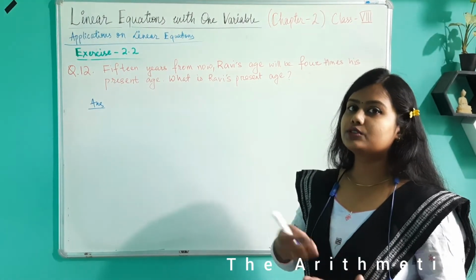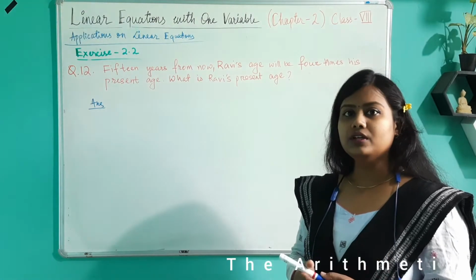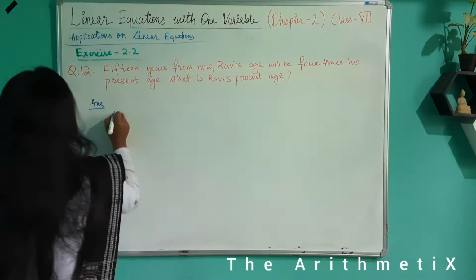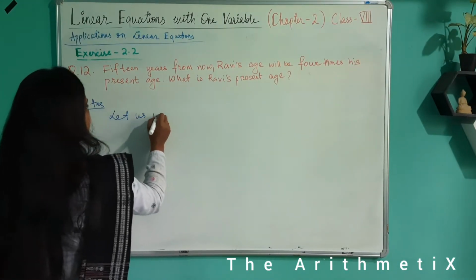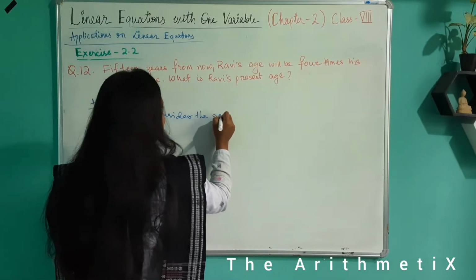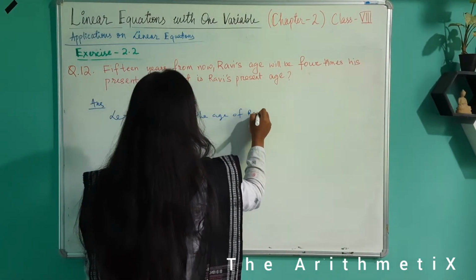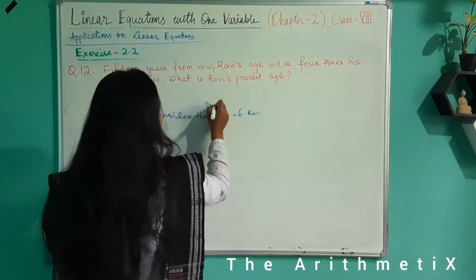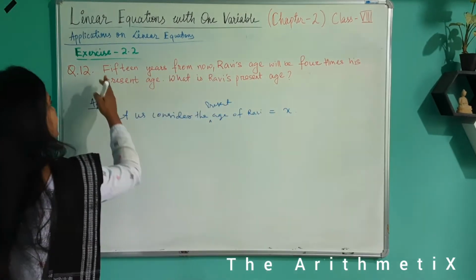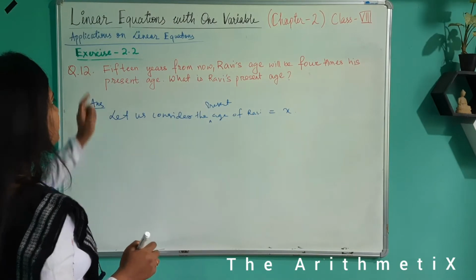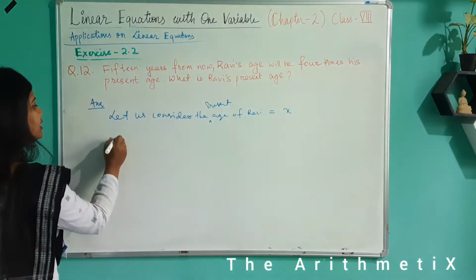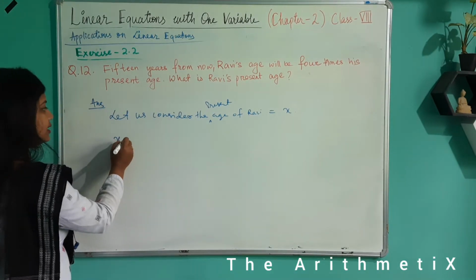The value which is to be found out, or which we do not know, will be considered as a variable. Let us take it as x. So let us consider the present age of Ravi to be x. Read the statement carefully. 15 years from now means now his age is x.